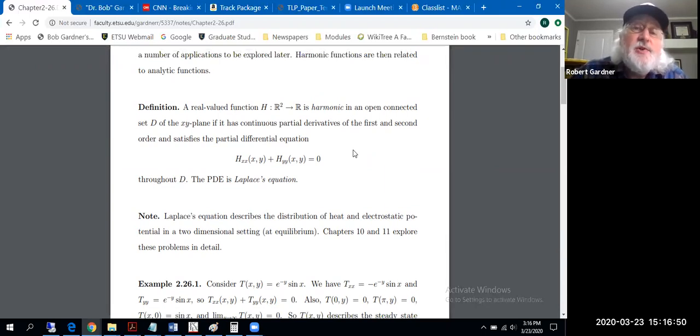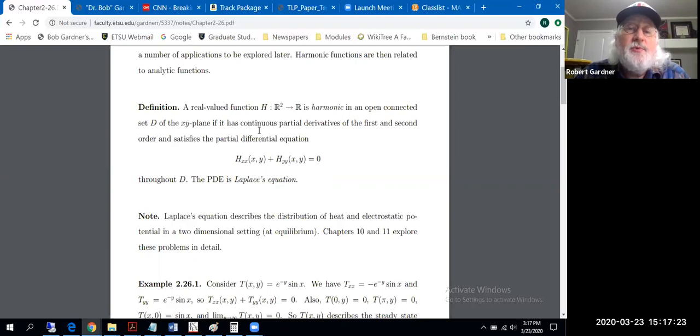A real valued function h, mapping R2 into R, is harmonic in an open connected set D of the xy plane if it has continuous partial derivatives of the first and second order and it satisfies the partial differential equation, second partial with respect to x plus second partial with respect to y equals 0 throughout that region. The PDE here, the partial differential equation, is called Laplace's equation.